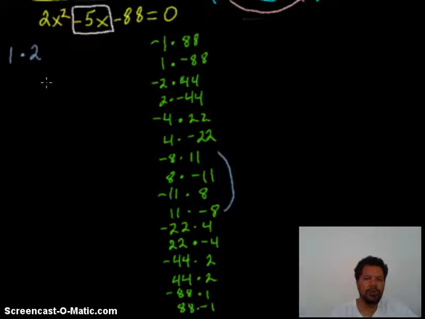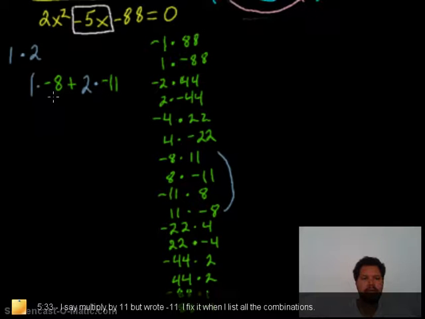So here, let's go through this list together. So we can either have 1 times, let's say, -8. Let's color code it. 1 times -8, and I want to combine that with 2 times +11 and see what that comes out to be. So if I work that out right there, what does that equal?